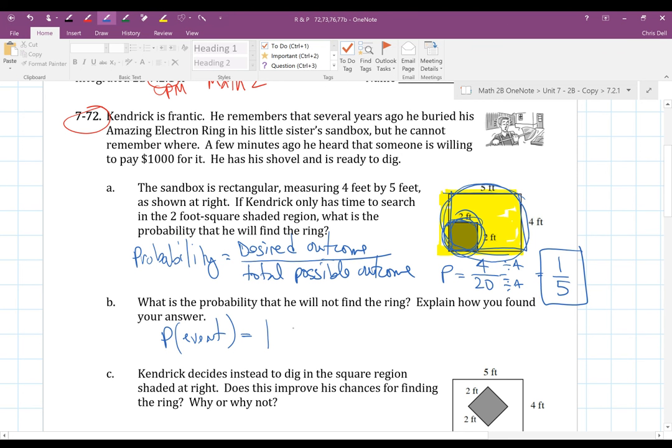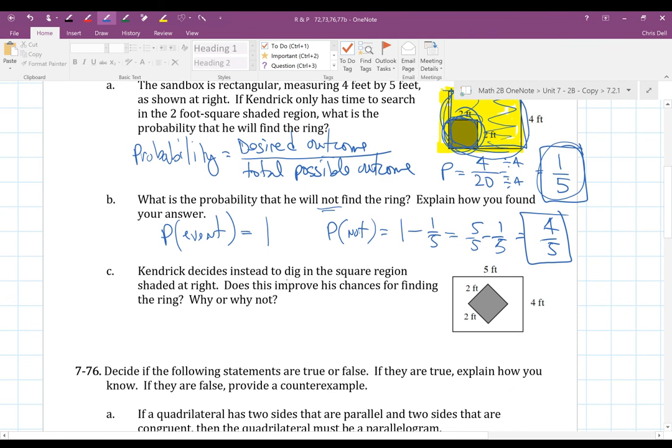So if I want the probability of him not finding it, well, we found that the probability of finding it is 1/5. So the probability of not finding it, in this case, will be 1 minus 1/5. We want the rest of it. We don't have to find the area of all this. We can just take 1 minus 1/5. So that's 5/5 minus 1/5, which is 4/5. So the probability of not finding it would be 4/5.